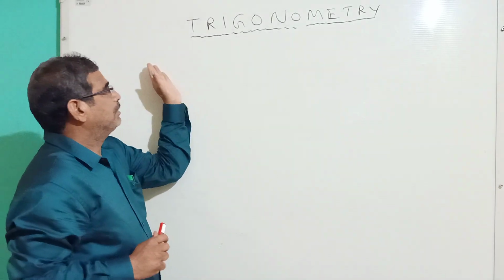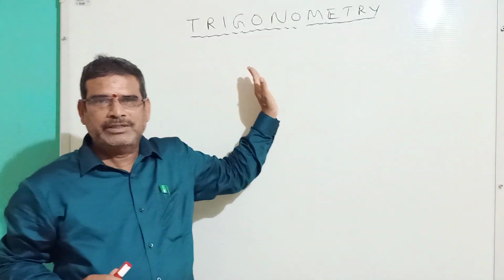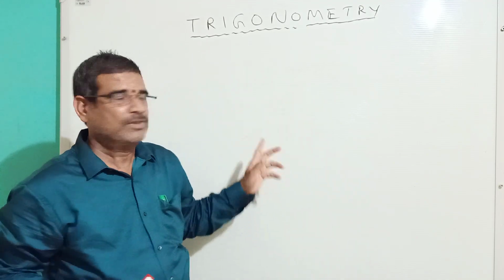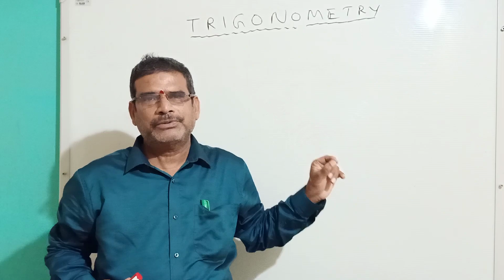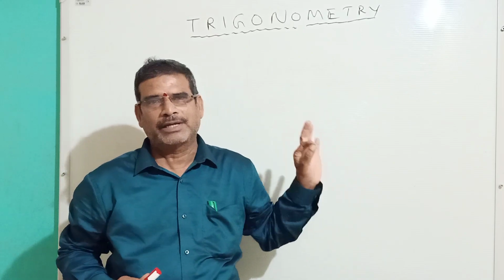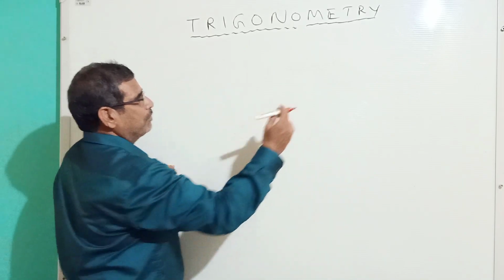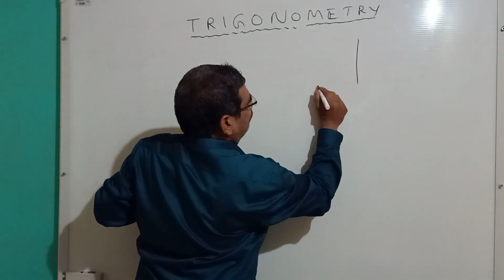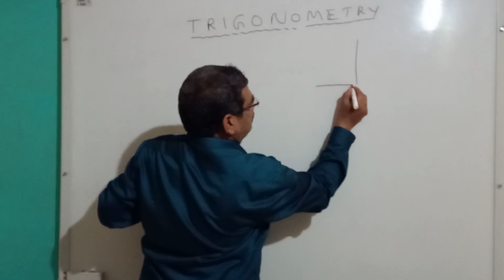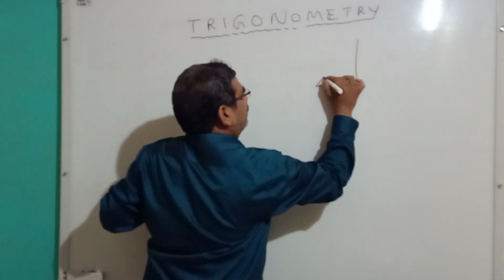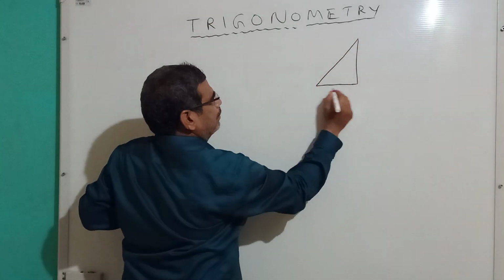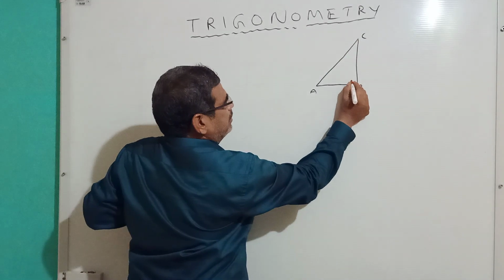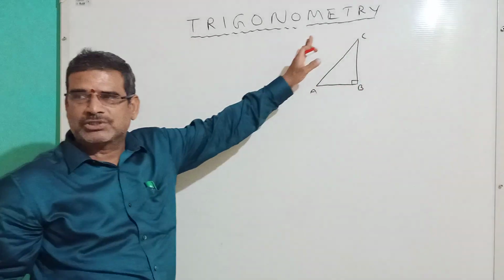Okay, so this trigonometry chapter is related to right angle triangle only. First remember this point. Trigonometry chapter is related to right angle triangle only. Already you know about right angle triangle. In a right angle triangle, if one angle is 90 degrees, then it is called a right angle triangle. In this triangle, here I am writing A, B, C. The angle B is 90 degrees. So this is called a right angle triangle.